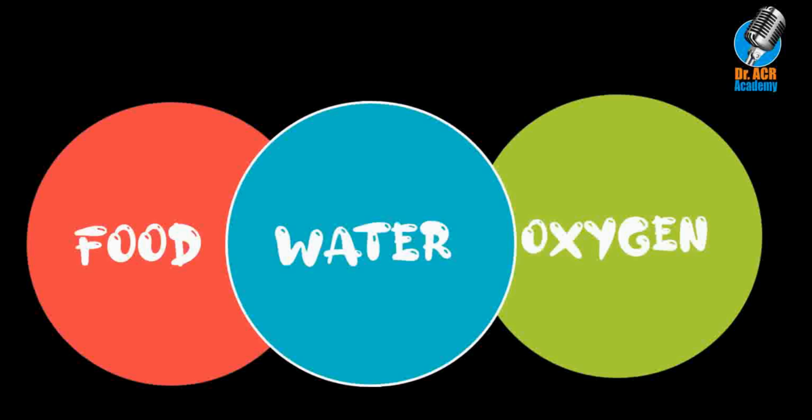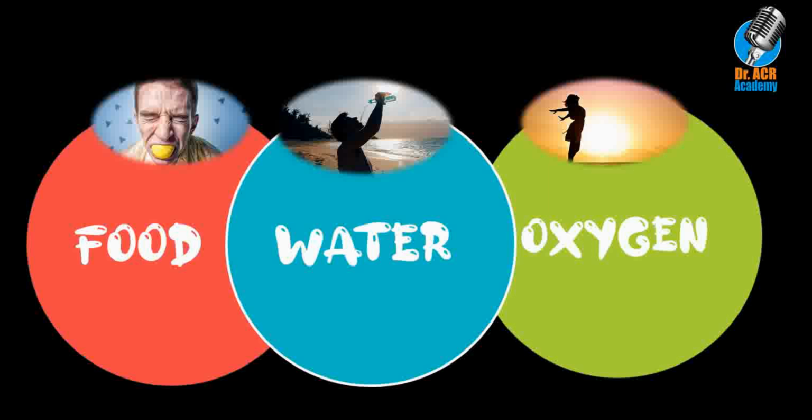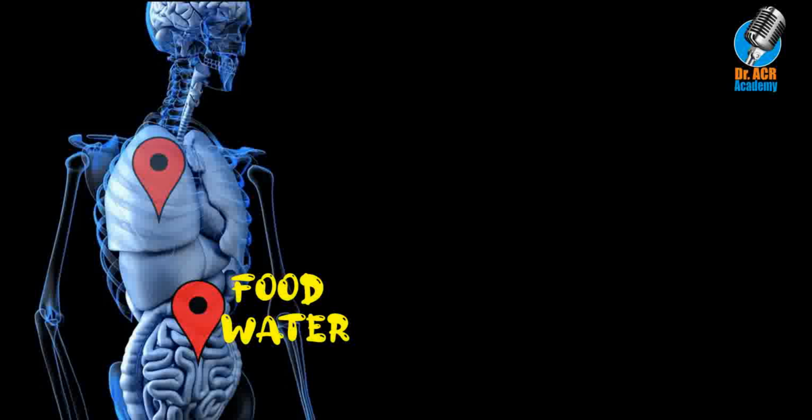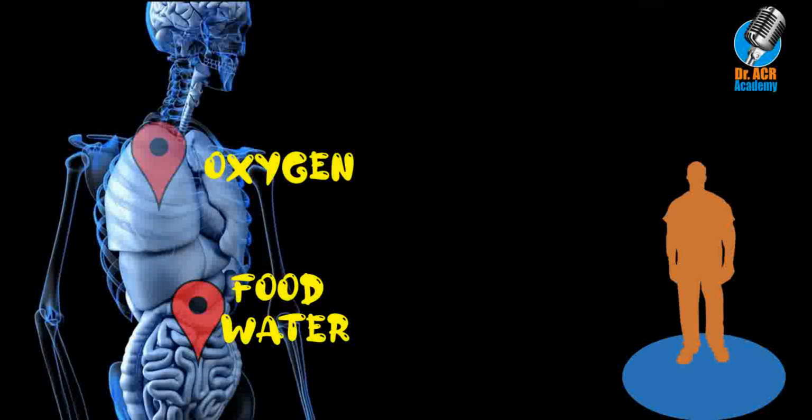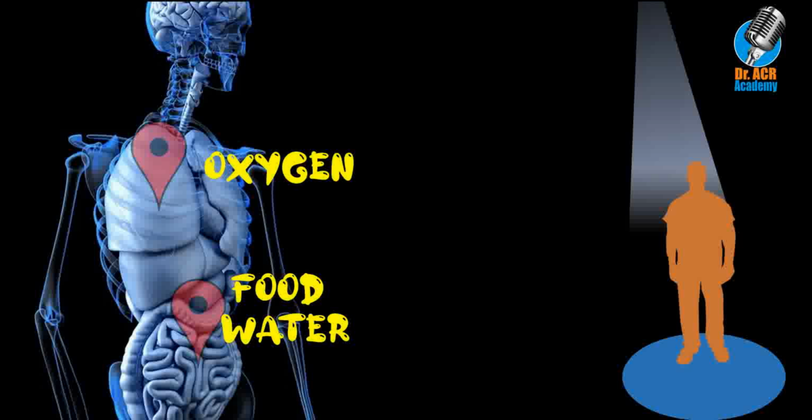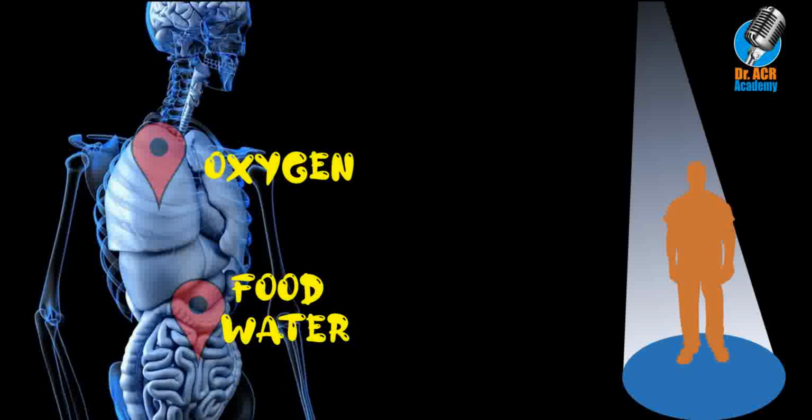For the survival of all living organisms, the basic needed components are food, water, and oxygen. In fact, the digested food and water are present in the small intestine, and the oxygen is present in the lungs. These components are made available to all parts of the body for survival.